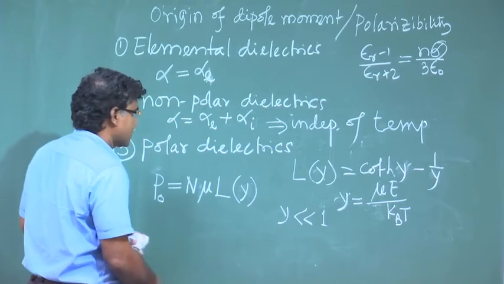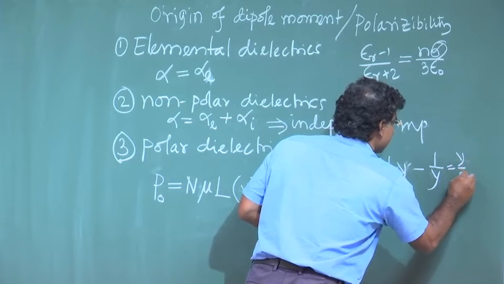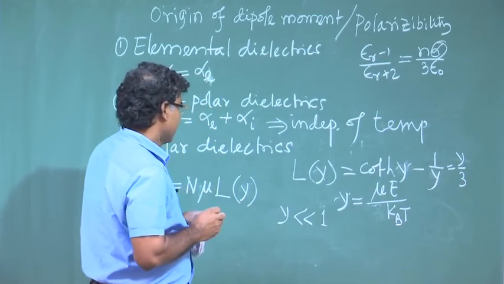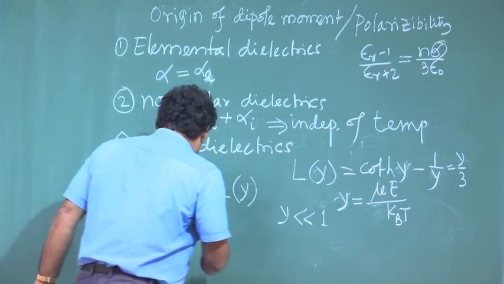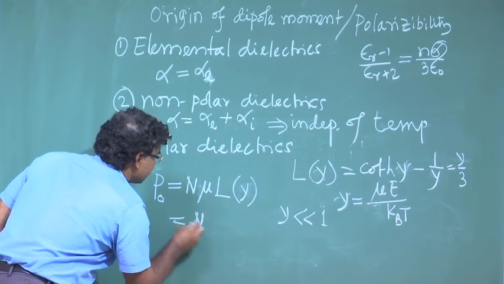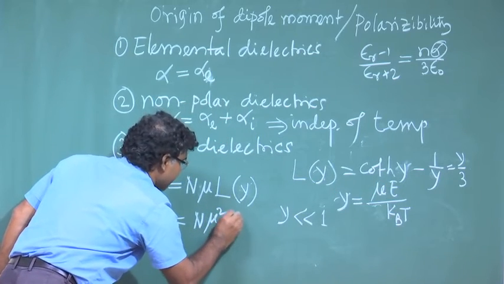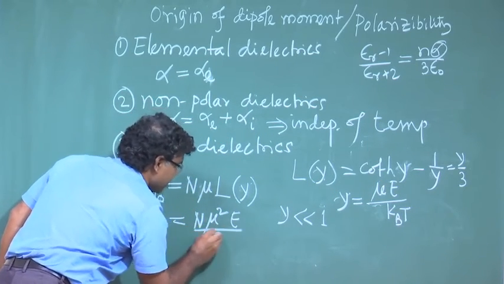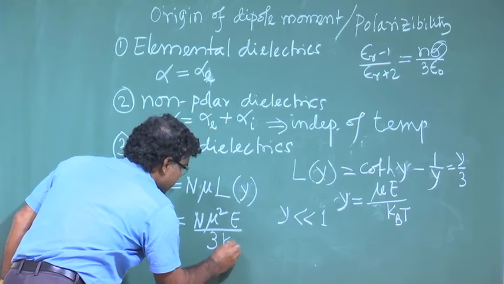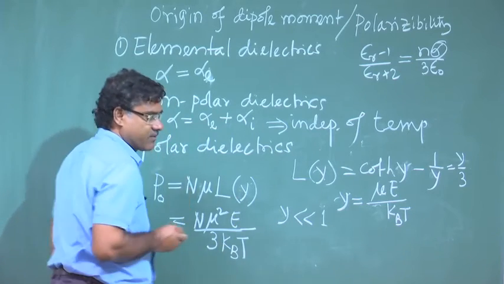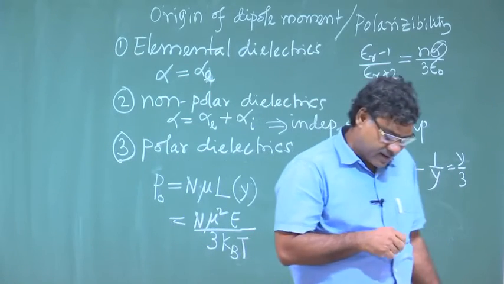So, we have shown this Lagrangian function becomes alpha by 3, meaning y by 3, where y is mu E by kBT. So, this solution P0 we can write as mu squared E divided by 3 kBT, the same expression as we get for the paramagnetic material, paramagnetic phase.